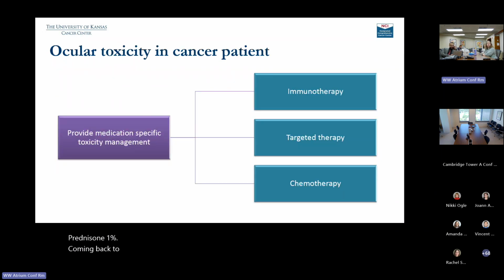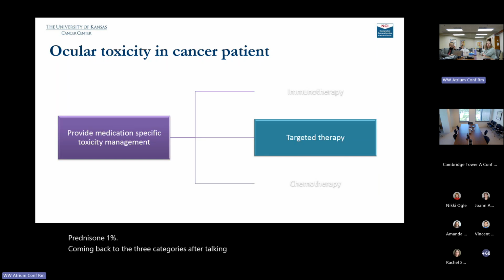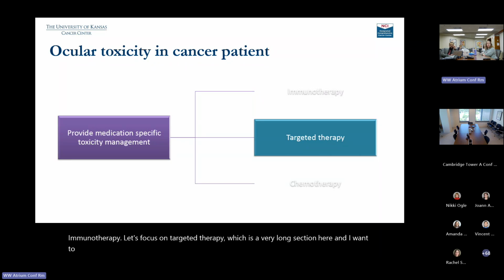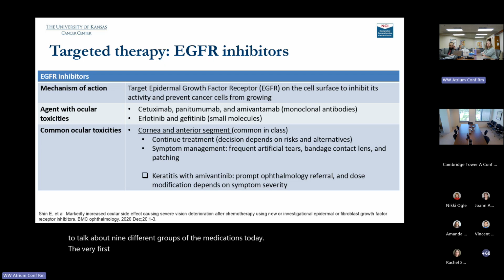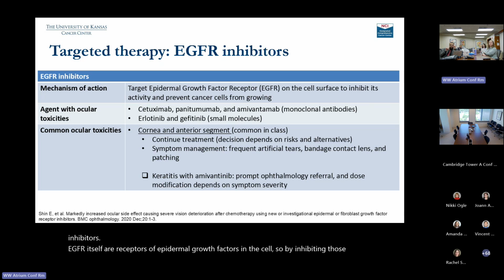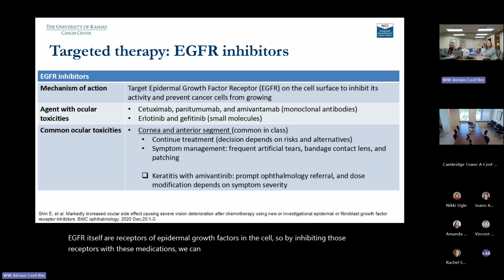Coming back to the 3 categories, after talking about immunotherapy, let's focus on targeted therapy, which is a very long section here. I want to talk about 9 different groups of medications today. The very first group of targeted therapy would be EGFR inhibitors. EGFRs are receptors of epidermal growth factors in the cell. So by inhibiting those receptors with these medications, we can prevent cell growth.